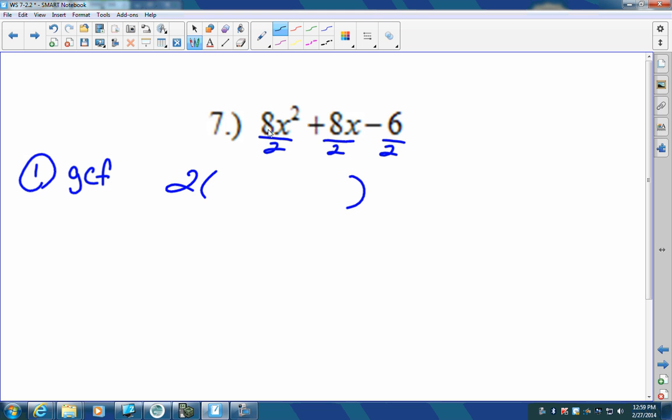Now, 8 divided by 2 is 4. Don't forget the x squared. 8 divided by 2, plus 4x. Negative 6 divided by 2, negative 3.